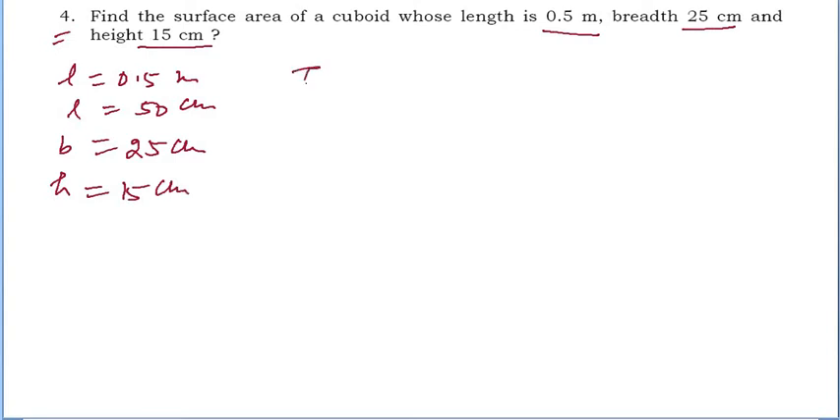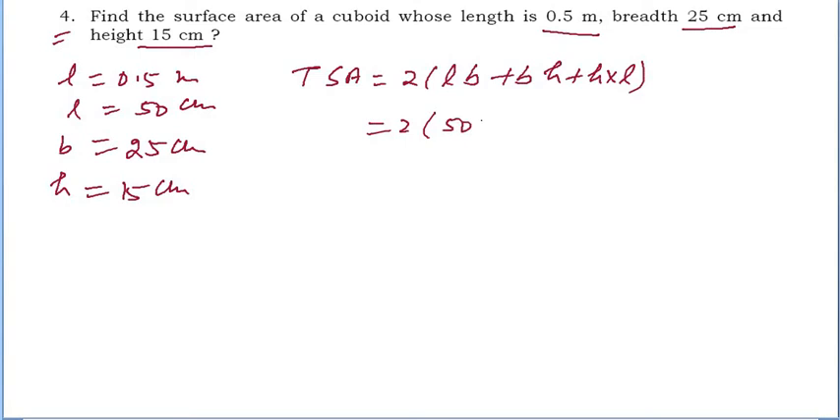So find the total surface area TSA. The formula is 2 length into breadth, breadth into height, and height into length. So put the values: length is 50 and the breadth is 25. Then breadth 25 into height 15 and plus 15 into 50. So you can calculate this one. So 2, what will happen? So 5 5s are 25.